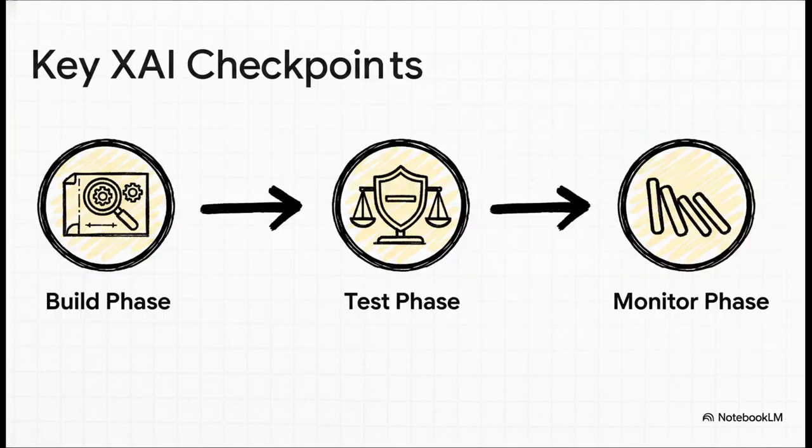Let's get really specific about where this matters most. During the build phase, you're using XAI to understand your model's guts, its internal logic. Then, during the test phase, you use these techniques to really hammer on it, checking for bias and fairness. And it doesn't stop there. In the monitor phase, after deployment, you use it to understand how your model is behaving in the wild and to catch any of those nasty, unintended consequences.